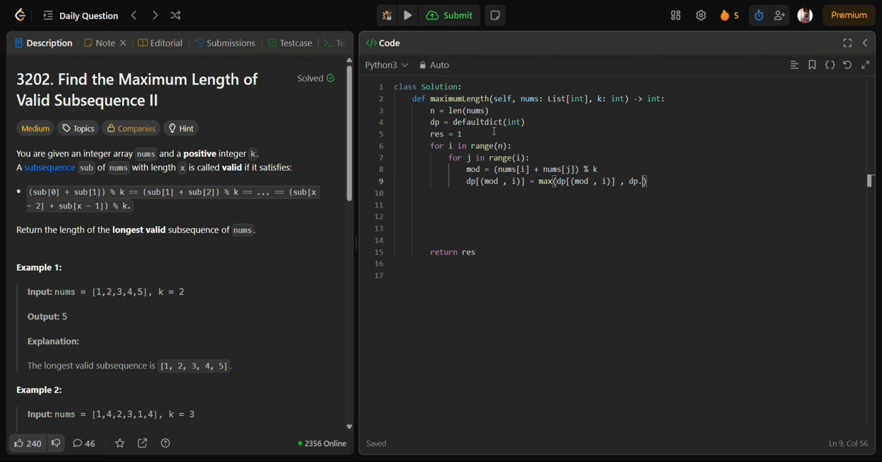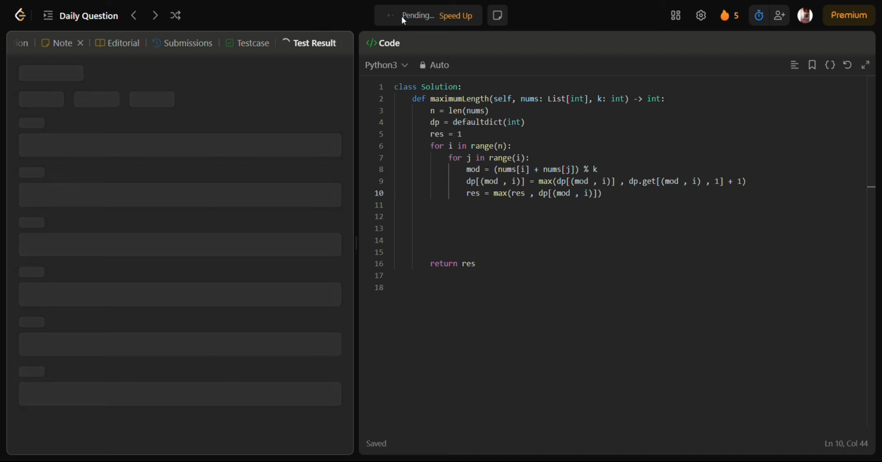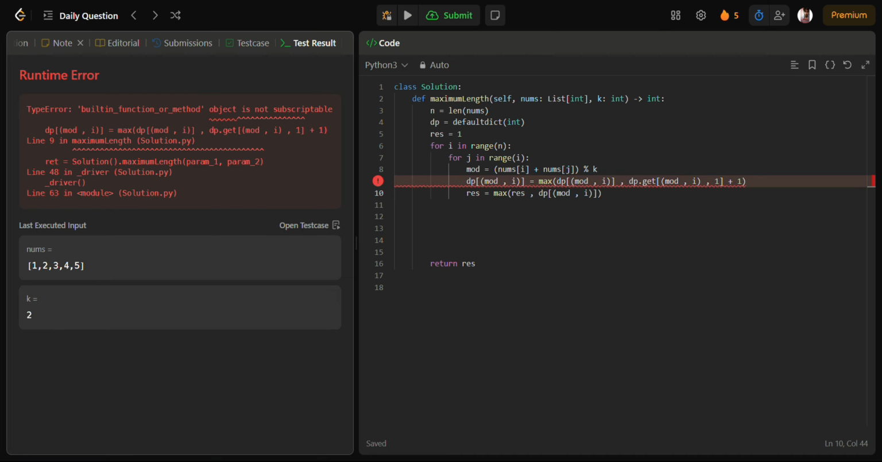This solution has a time complexity of n square, because we check every possible pair of elements in the array. For each element, we look at all previous elements to see if we can extend a valid subsequence based on the pattern of their sums with respect to k. The space complexity is n times k, since we use a hash map to store the longest valid subsequence ending at each index for every possible remainder when two numbers are added and divided by k. While that sounds like a lot, it's actually quite efficient and avoids the need to check all subsequences individually, which would be far slower.